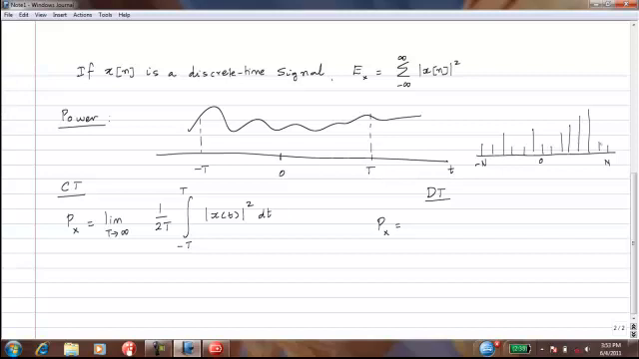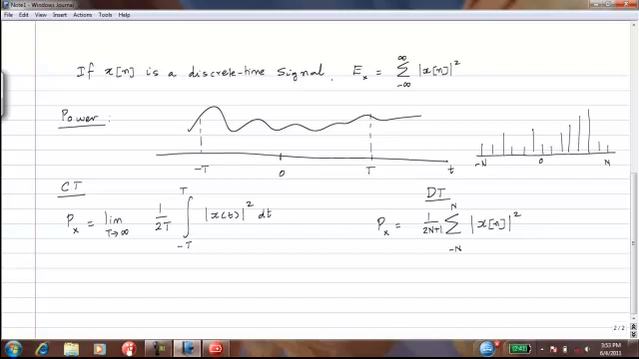So what's the energy over this time window? It is the sum from minus N to plus N of magnitude of x of n squared. There is no integral; this should be a summation. But I want to average this, right? So how many samples do I have from minus N to plus N? Be a little bit careful. It's not 2N, but it's 2N plus 1.